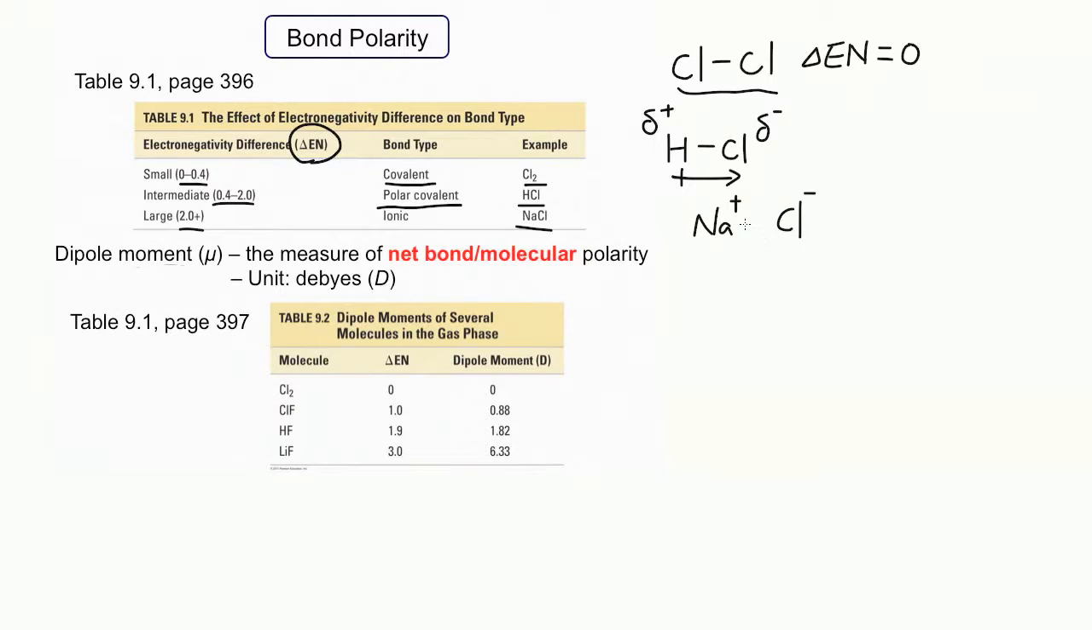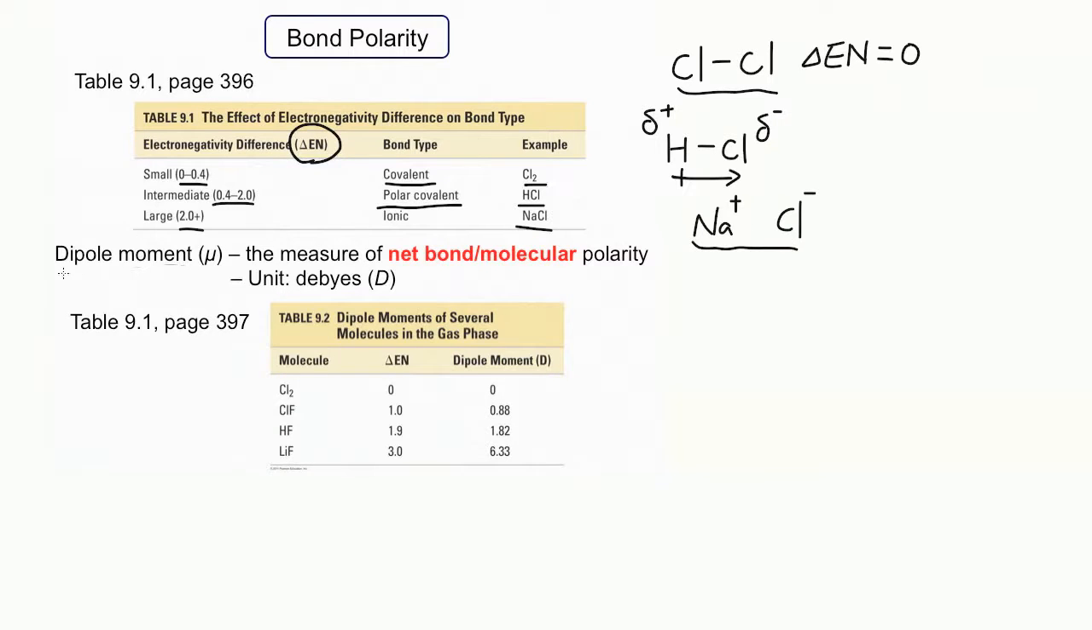We don't use a dash line between the two atoms, because a dash line usually means a covalent bond. You just need to draw the cation and anion separately, and between these two, it's just pure electrostatic interaction. So it's going to be an ionic bond.